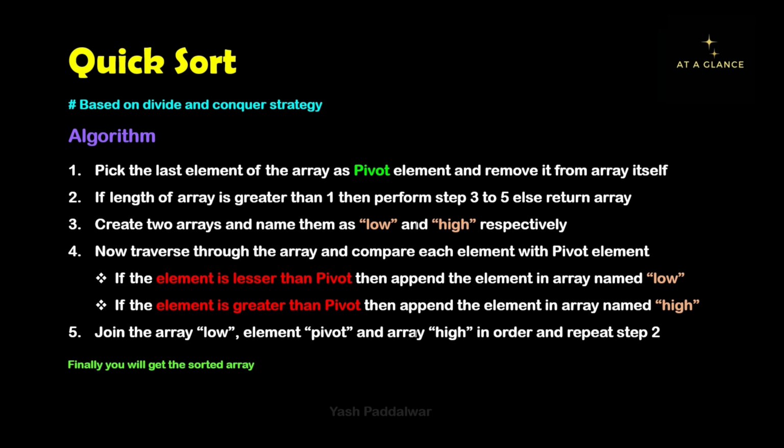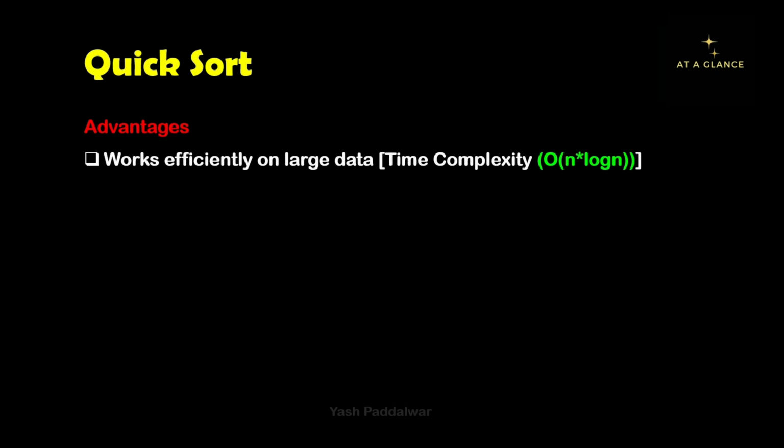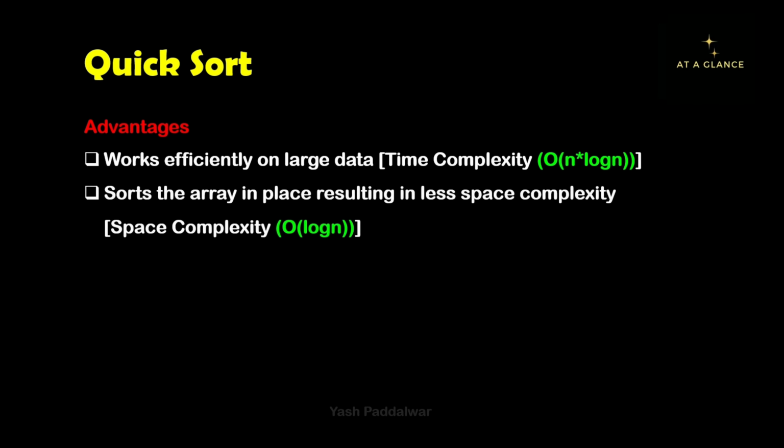Now let's have a look at the advantages of the quicksort algorithm. So the first advantage is that it works efficiently on larger data because its time complexity is O of n log n, which is same as merge sort. Another advantage is that it sorts the array in place, which results in less space complexity, which is O of log n.